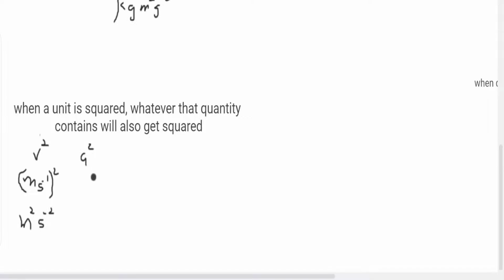Let's take acceleration for example. We know that acceleration has the SI base unit of m s^-2. Now this squared means that whatever is present inside that bracket will also be squared. So this m gets a square, and this s also gets squared, but it already has a negative 2 power. So when this negative 2 multiplies with this positive 2, it becomes negative 4.